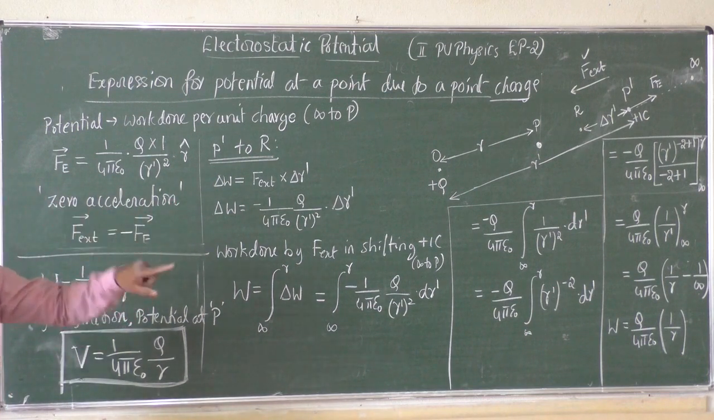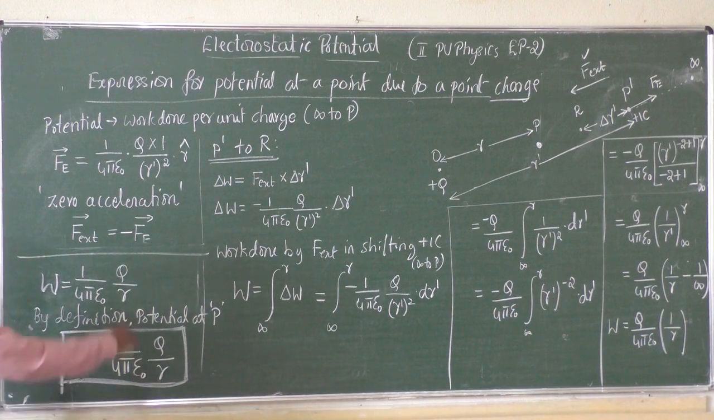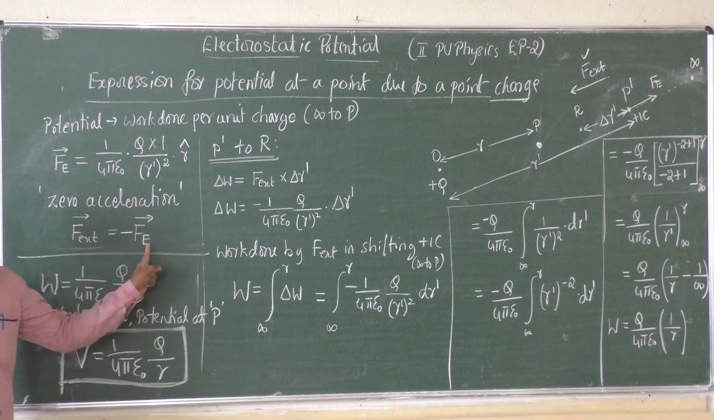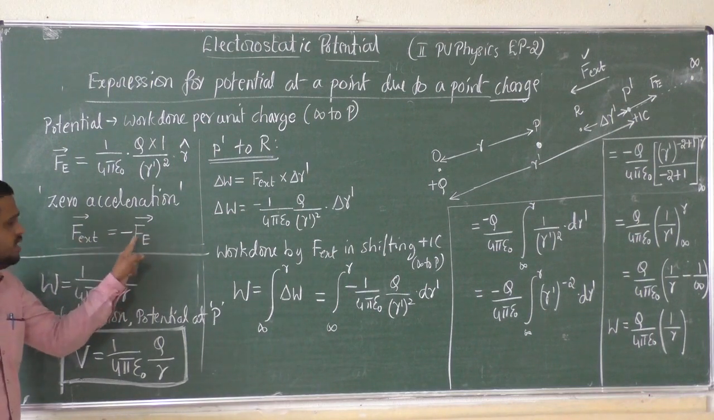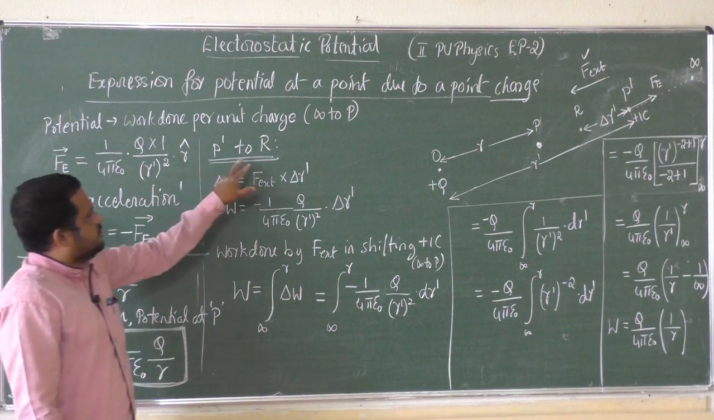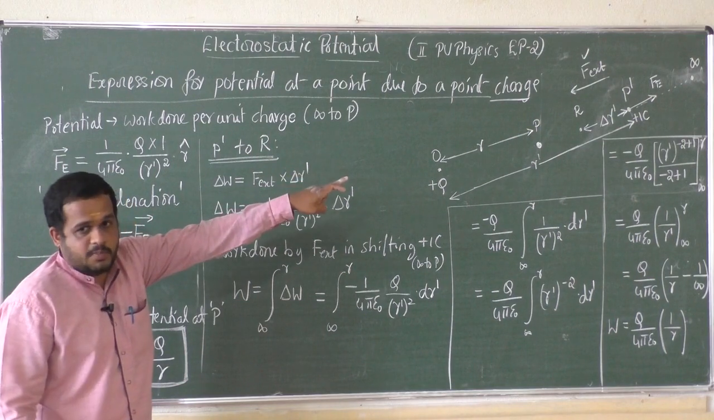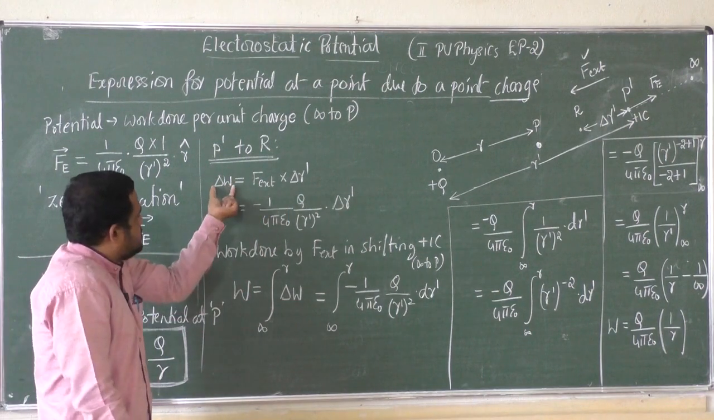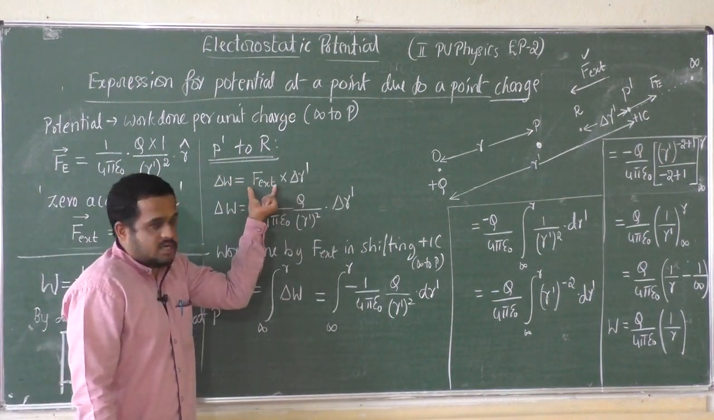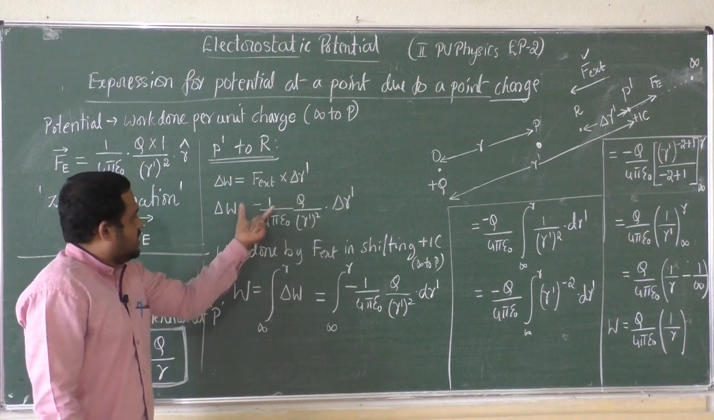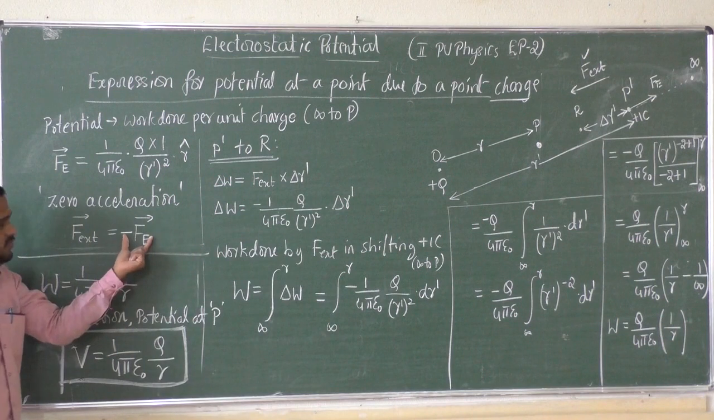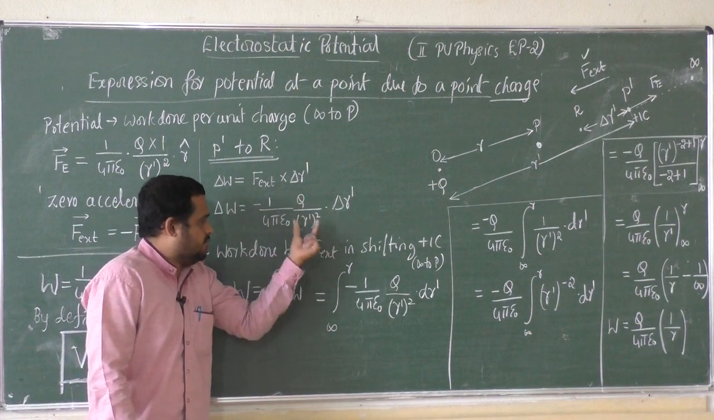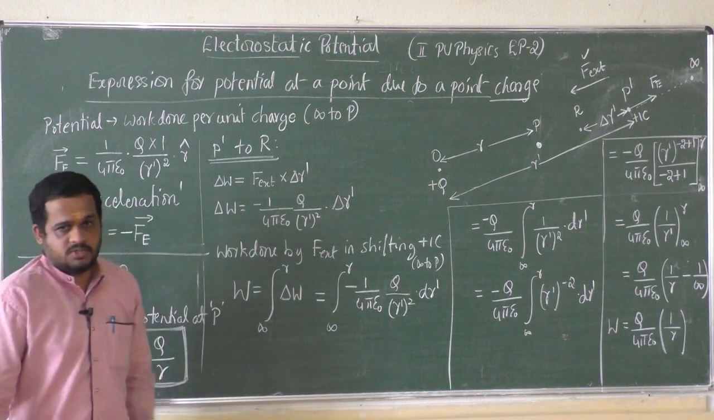That means without changing the velocity or the kinetic energy of that charged particle, the amount of external force required is equal to the negative of the electrostatic force. Magnitude-wise equal, direction opposite. Next, the amount of work done in shifting that unit positive charge from P dash to R, a small displacement, therefore we consider a small amount of work done, is equal to external force into displacement. But external force is equal to minus of electrostatic force, so we substitute the expression for electrostatic force: minus 1 by 4 pi epsilon naught q divided by r dash square into delta r dash.